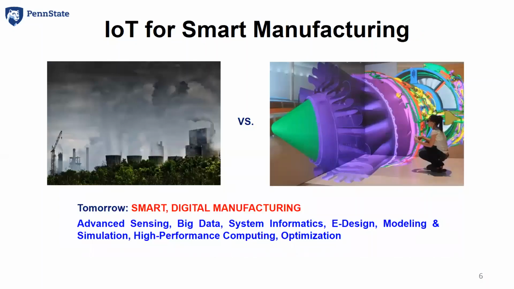So what is the future of manufacturing? IoT for smart manufacturing. In the past, this is manufacturing, heavy pollution manufacturing. But what will be the tomorrow? Tomorrow we will have smart and digital manufacturing, with advanced sensing, big data, system informatics, e-design, modeling and simulation, high performance computing and optimization.